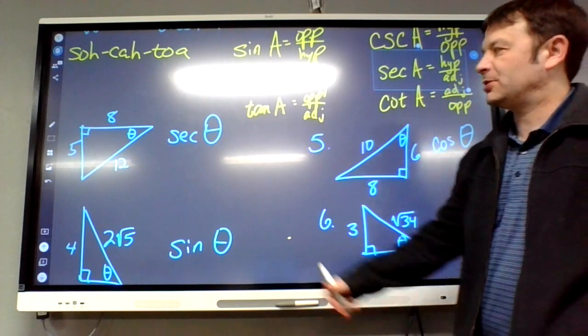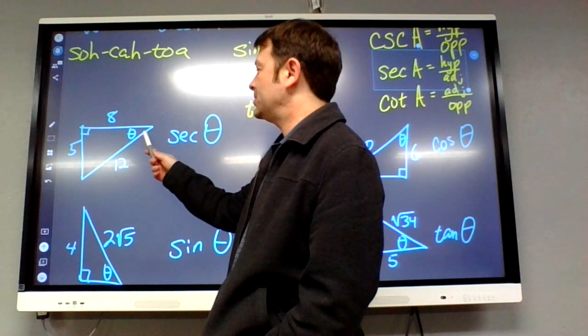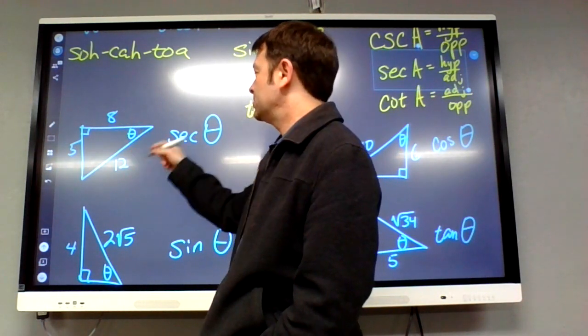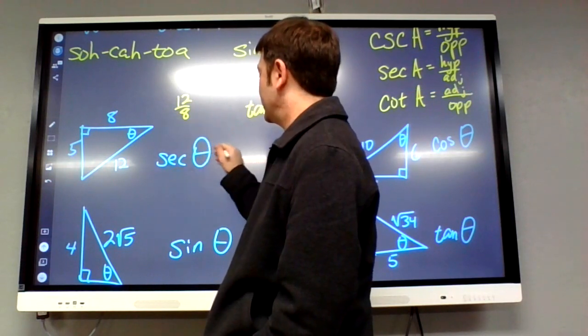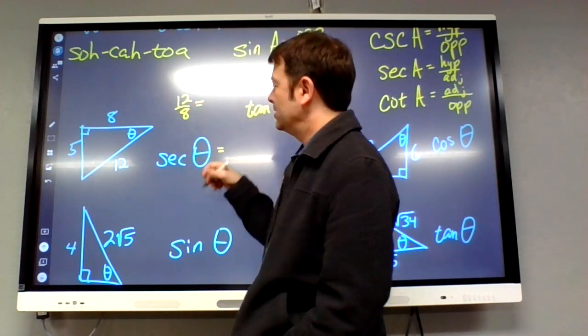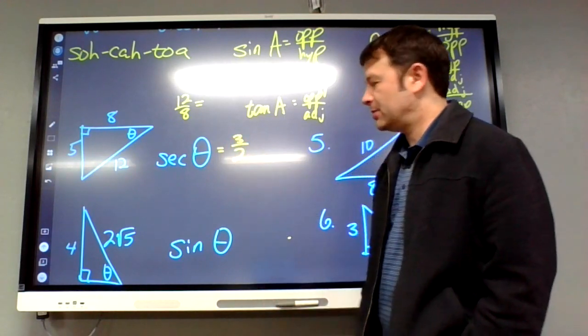Hypotenuse over adjacent. So what is the hypotenuse on number one? 12. What's the adjacent? 8. Okay, is 12 over 8 the answer? Not quite. 12 over 8 reduces. So if you divide those by 4, you get 3 over 2.